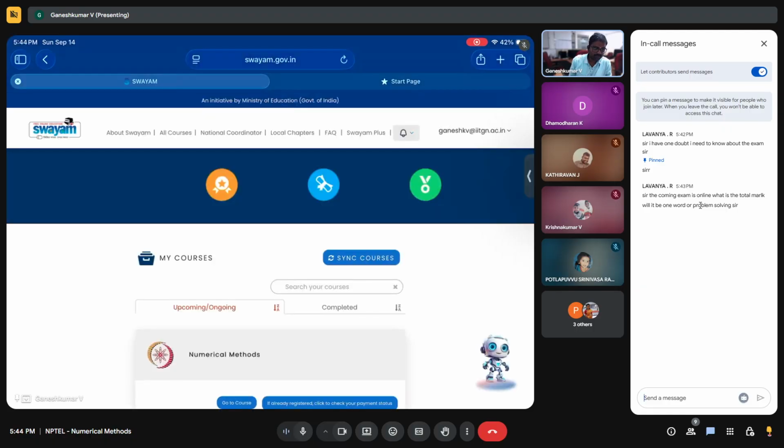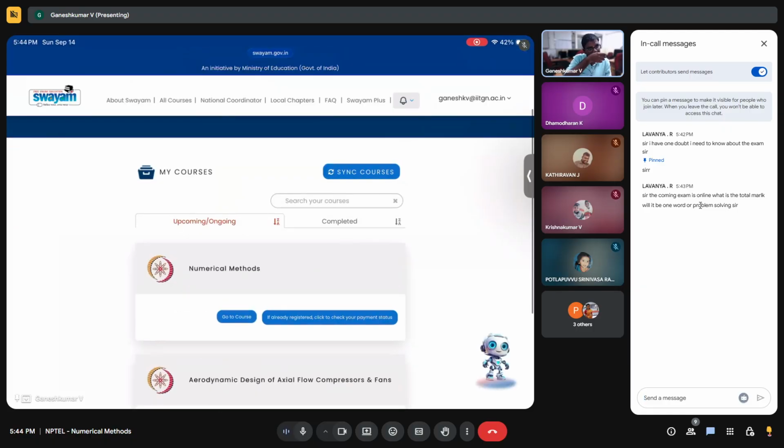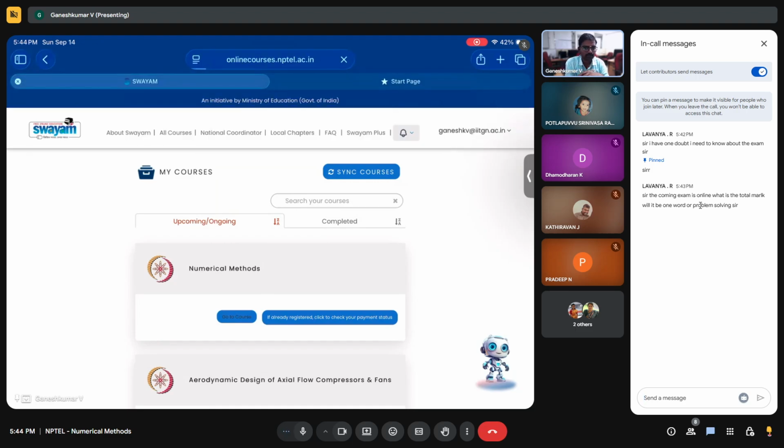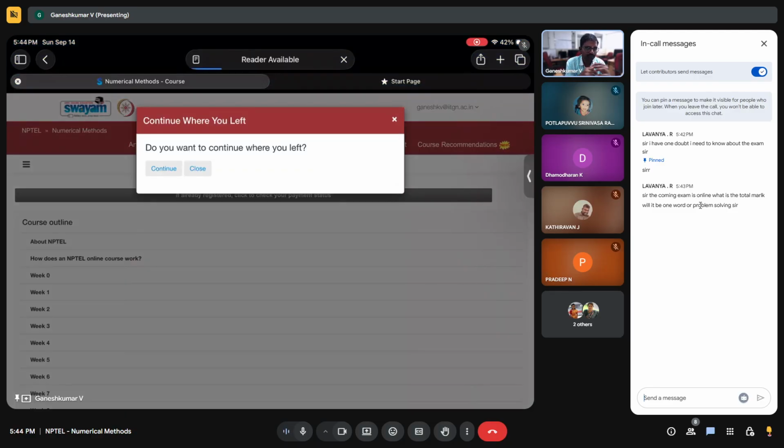Will it be one word or problem solving? So it will be problem solving. It will be same as your assignments. Whatever you did in your assignments, it will be same as that. But you need calculator. I think in the exam, you will have an inbuilt calculator in your exam screen. You will not carry physical calculator, but you will have the inbuilt calculator. You can take your pen papers. They will give you to do some rough calculation, so it should be fine.